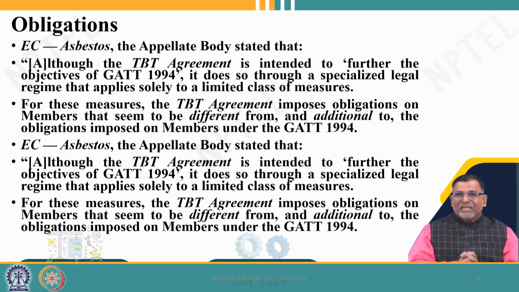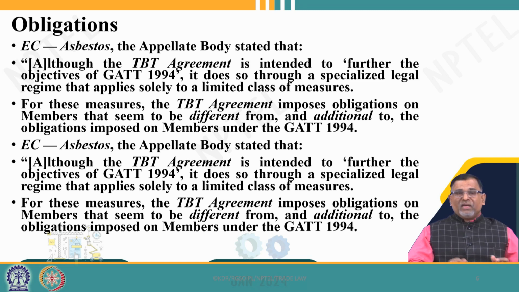Here, what exactly is the obligation of every member country under the TBT agreement? In the Asbestos case, one of the first cases transferred from the GATT to the WTO dispute settlement system, the Appellate Body very clearly said what the obligations of the members are. The AB said that it furthers the objectives of GATT 1994 through a specialized legal regime that applies solely to a limited class of measures. So, you cannot apply any measure which is not mentioned under the SPS and TBT agreements. And also there is an obligation on the members that it seems to be different from.